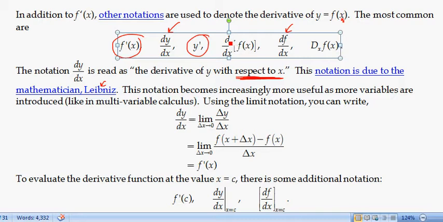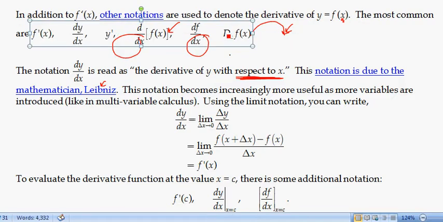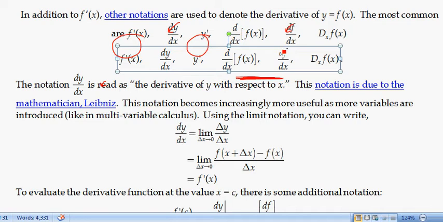This notation, the derivative with respect to x of f of x, and the other one mean the same thing. They're both saying take the derivative with respect to x of f of x.